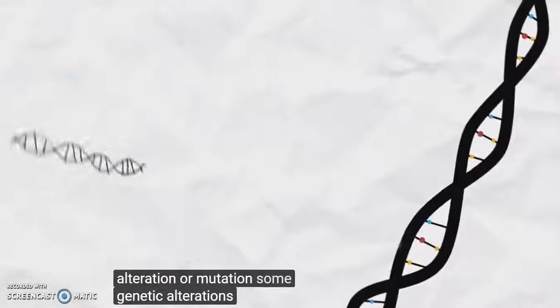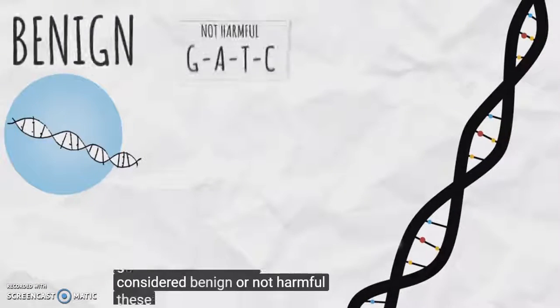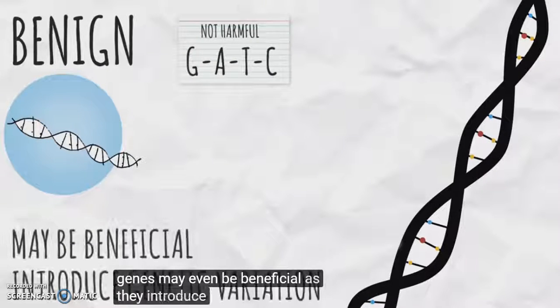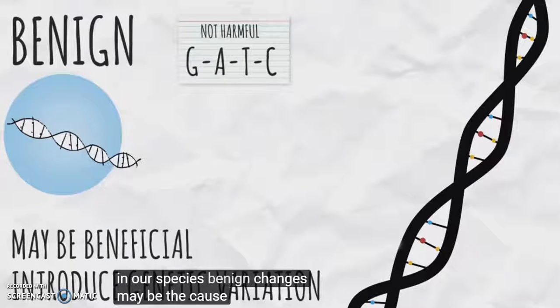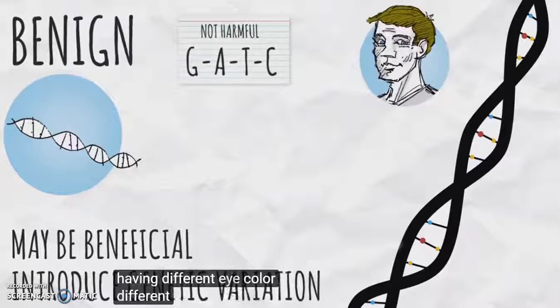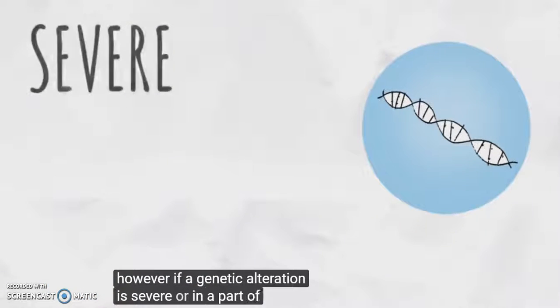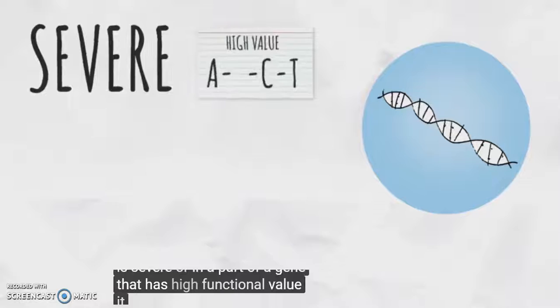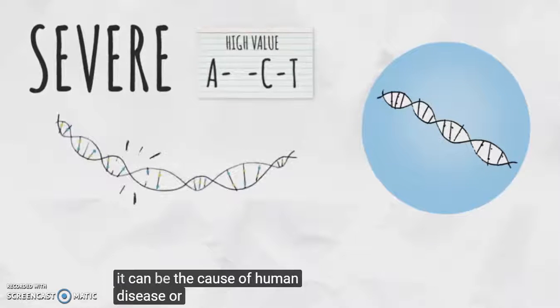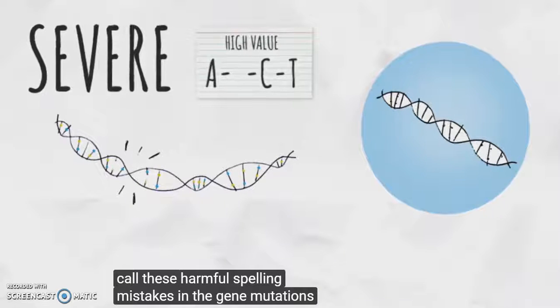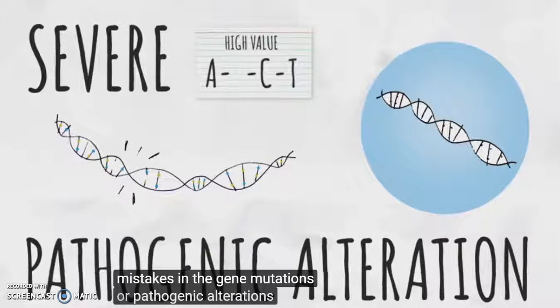Some genetic alterations are considered benign, or not harmful. These spelling changes in our genes may even be beneficial, as they introduce genetic variation in our species. Benign changes may be the cause of humans having different eye color, different hair color, or even different personalities. However, if a genetic alteration is severe or in a part of the gene that has high functional value, it can be the cause of human disease or death. Many times, we call these harmful spelling mistakes in the gene mutations or pathogenic alterations.